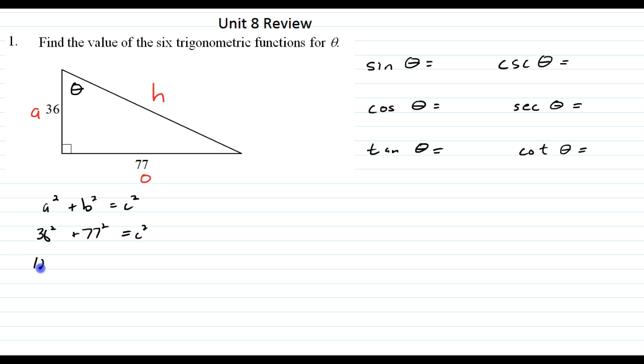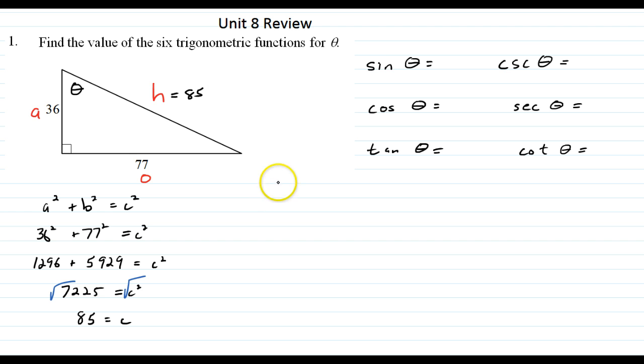So I get 1296 plus 5929 equals c squared. So that gives me 7225 equals c squared. Now square root both sides, and I get c equals 85. So before I can even start working with the trig functions, I need to find the hypotenuse, which is equal to 85.